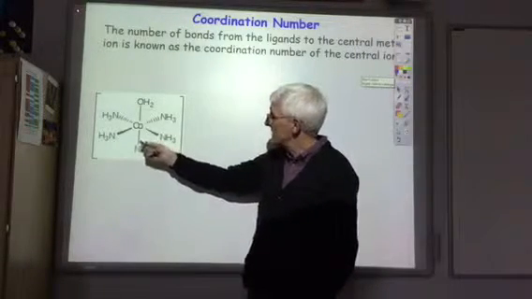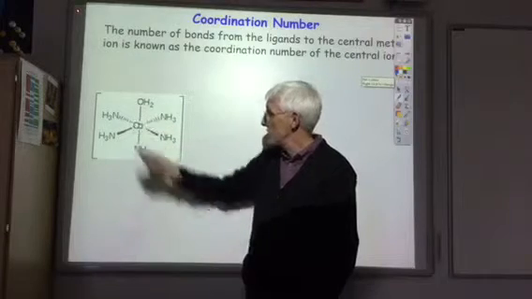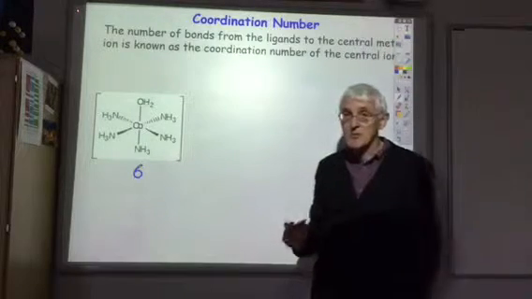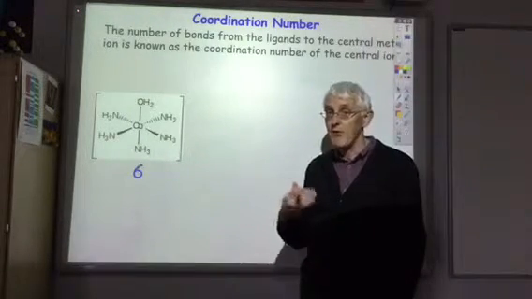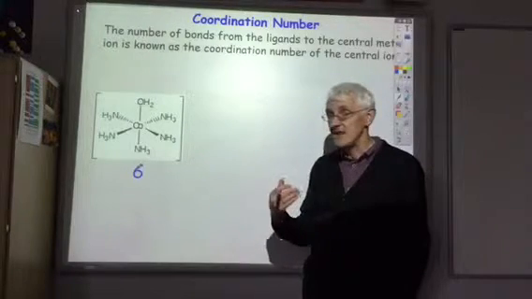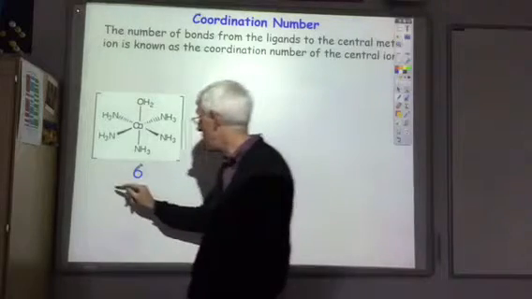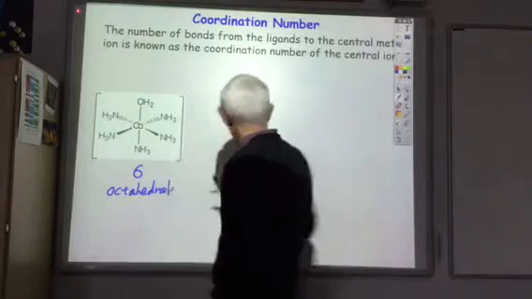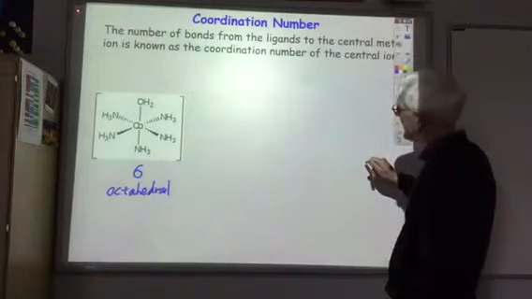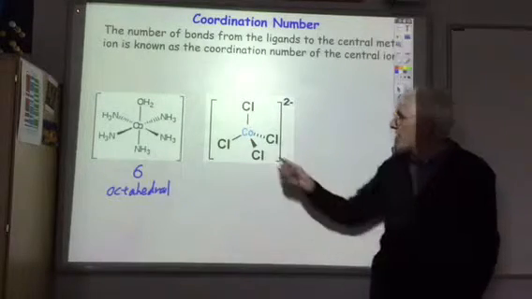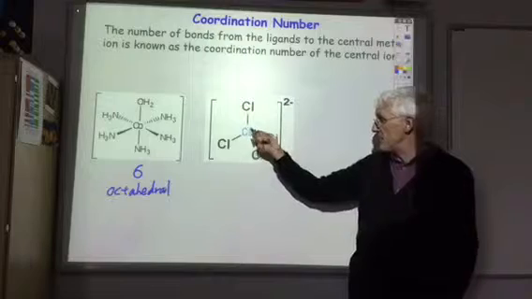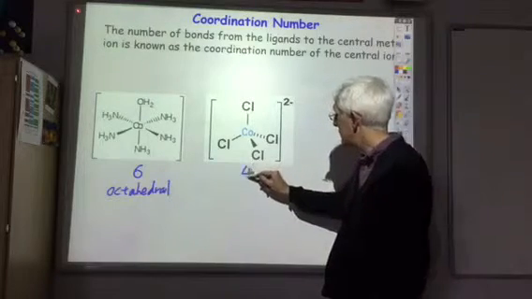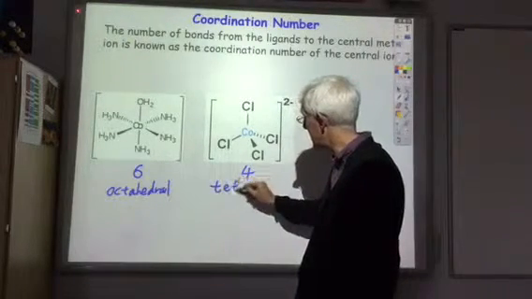In this complex there are 6 bonds from the ligands to the transition metal. So the coordination number is 6. And the shape of the complex, well, we use the same rules as we did for molecules. If there's 6 lone pairs around the central ion, the shape will be octahedral. In this example, there are 4 bonds from the central metal ion to the ligands. So the coordination number is 4, and the shape will be tetrahedral.